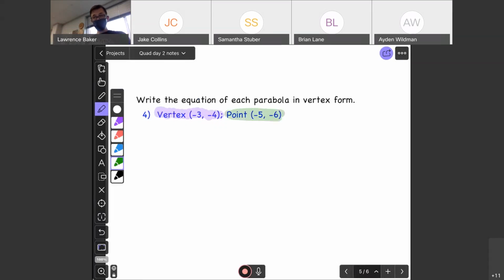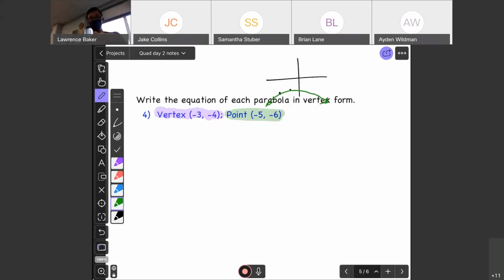If I know the vertex and another point, it has to be the vertex. I have to know the vertex in order for this to work. But then I can know any other point on the curve, and we can figure out the curve that goes through it. So essentially, we have these 2 points here. There's only one parabola that will go through both of these, with this being the vertex. It's a unique parabola.